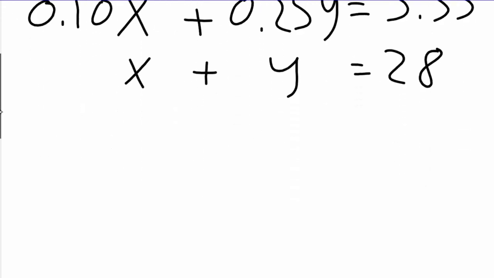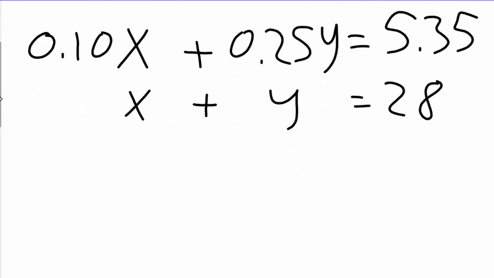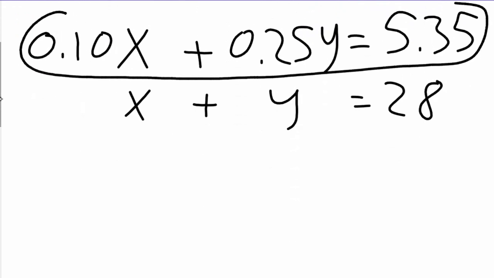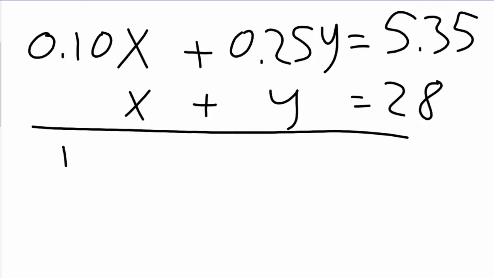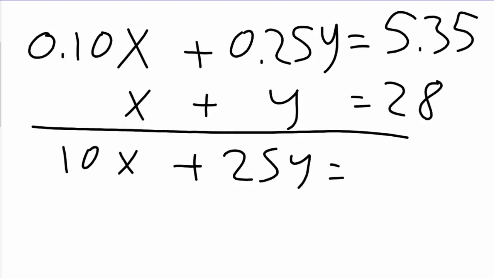Now we got our two equations. Let's work on that. How do we do it? The top equation, I'm going to multiply everything by 100. So 100 times 0.10 is 10x plus 100 times 0.25 is 25y equals 100 times 5.35 is 535. Now this equation is the way I like it.